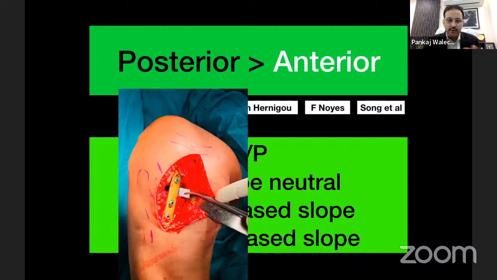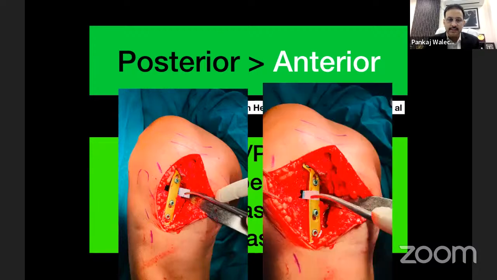So here are the pictures which we do in routine osteotomies. You can see in the first picture, it is 11 millimeter, which is the posterior opening, while on the other picture, it is 8 millimeter, which is the anterior opening.